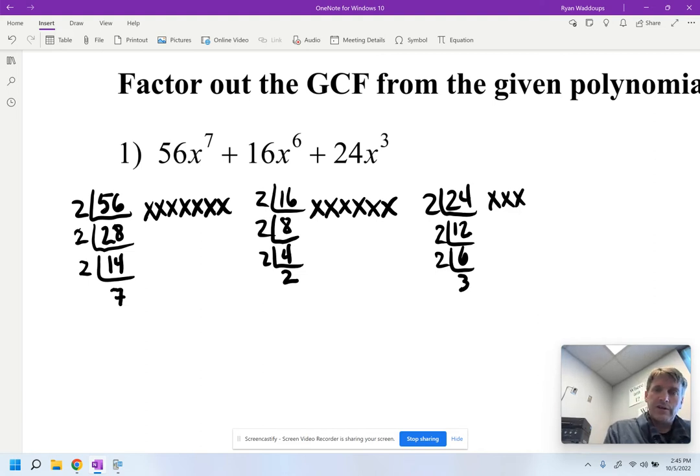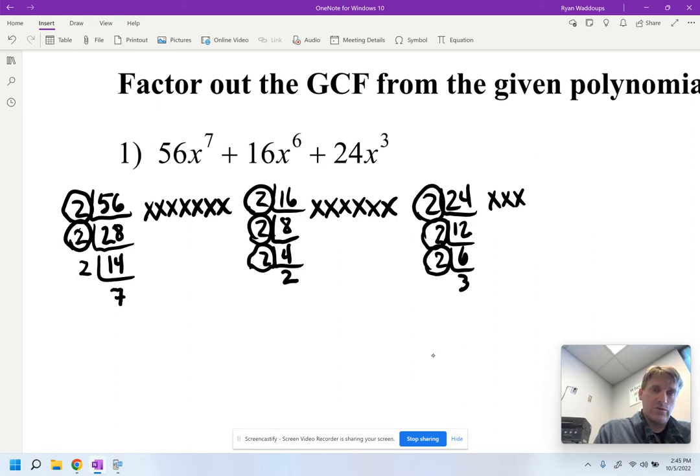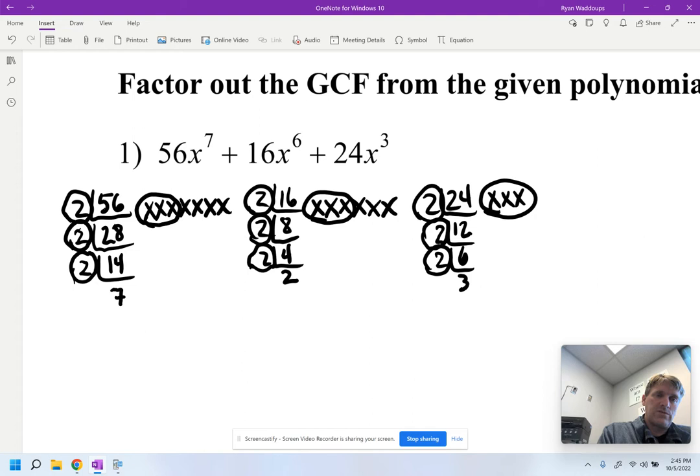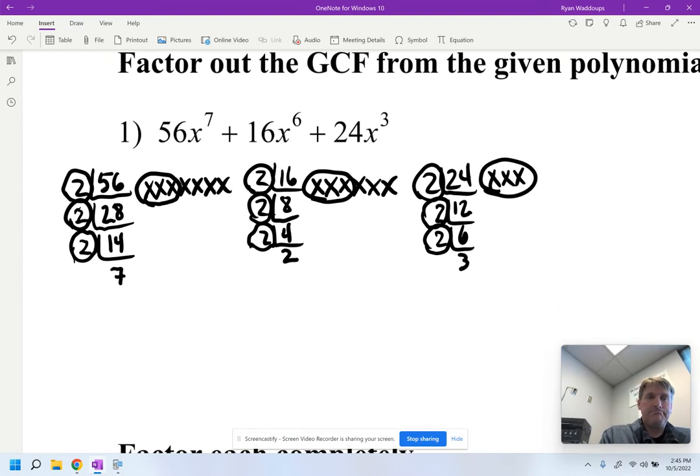So look at the numbers first. They all have at least 1, 2 in common. They also have a second 2 in common. And they have a third 2 in common. And as far as the numbers go, that's it. The least number of x's that they have is 3. They all have x's, though. They have at least 3 x's. So I would circle that. And so our greatest common factor is 2 times 2 times 2.